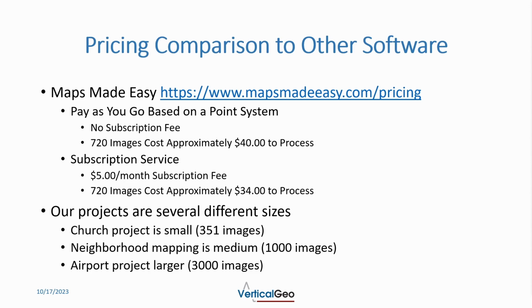The point system is similar to ArcGIS Online's token system, and when you call ArcGIS Online, even they can't tell you ahead of time how much it's going to cost. It's all based on tokens used for processing and tokens used for storage. So here's my best estimate as to what it would cost to produce an average size project, which includes about 720 images. We took a screenshot of the Maps Made Easy pricing template and put that on the next page.